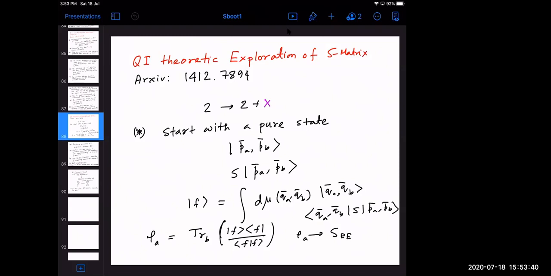Right. And you also mentioned the inelasticity in this 2 going to 2 plus x. Yeah, so I've chosen this x2.